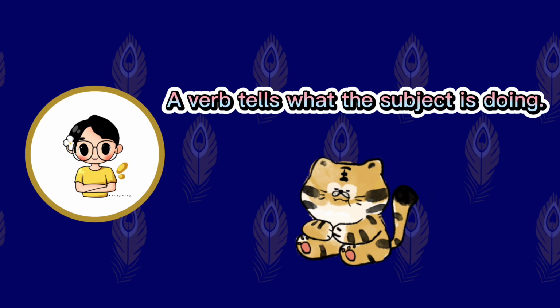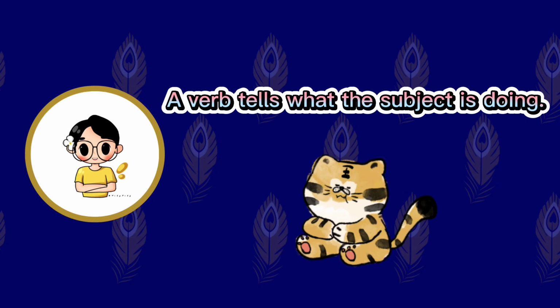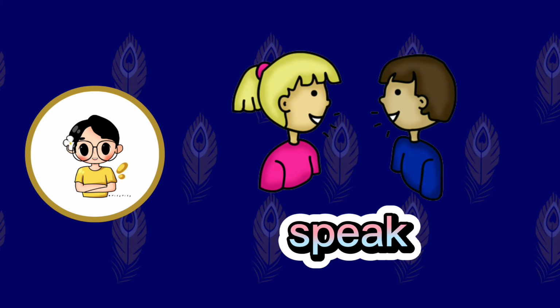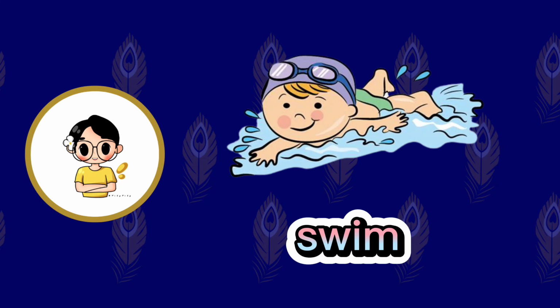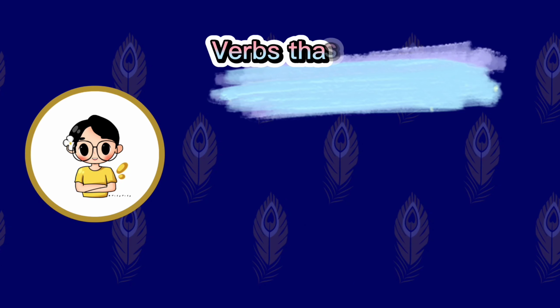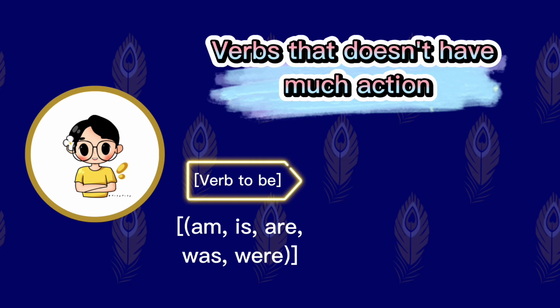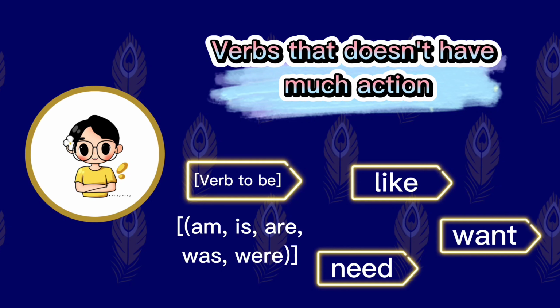The verb tells what the subject is doing. The verb is usually an action word, such as go, speak, write, swim, and watch. Sometimes the verb does not have much action, such as the verb to be: am, is, are, was, were. Words like want and need are also verbs that do not have much action.